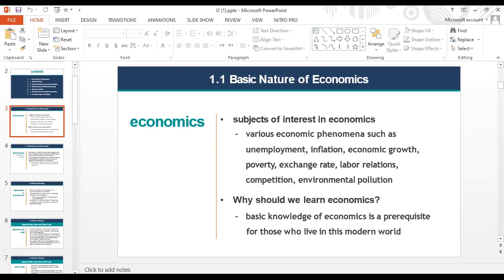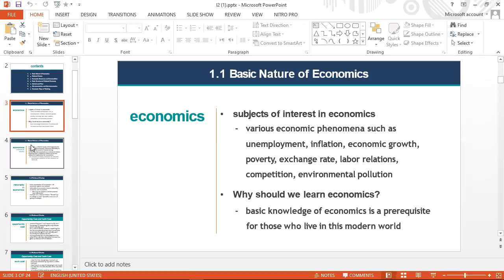Why we should learn economics? Because it's basic knowledge of any subject you must have. It's a basic knowledge that you must have to understand the economic policies, the news, and all of these important things.